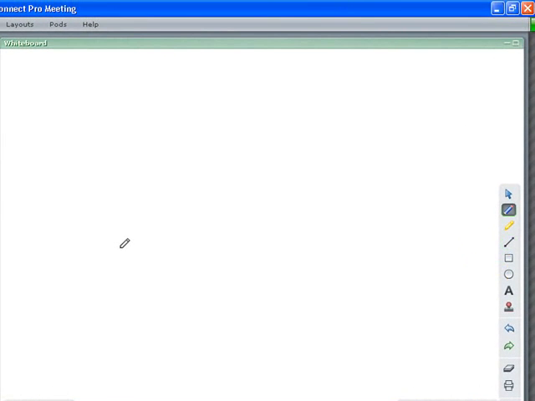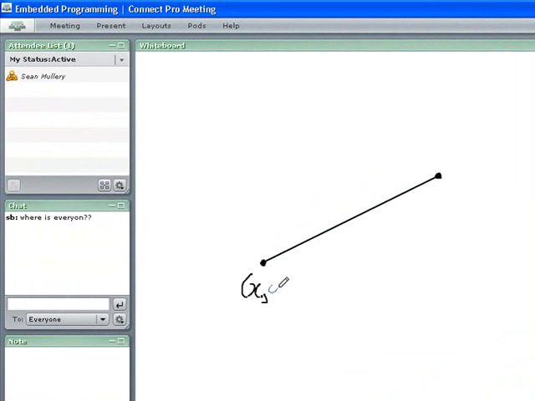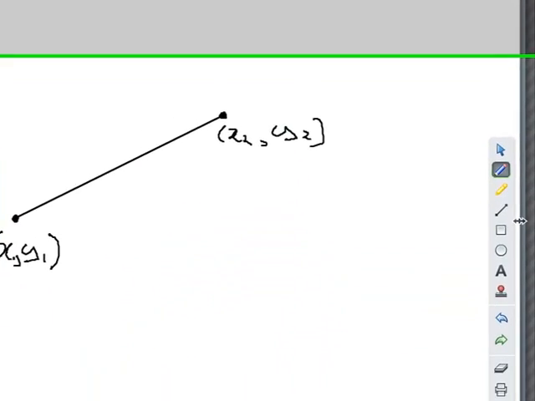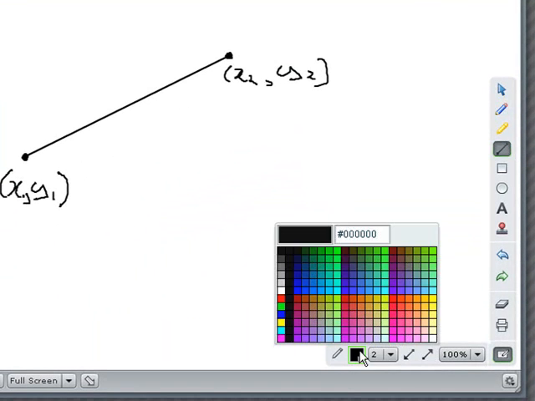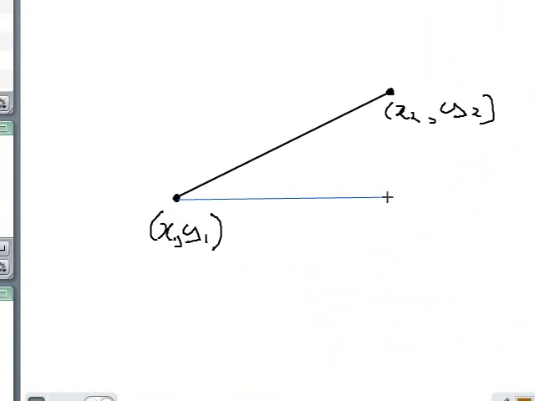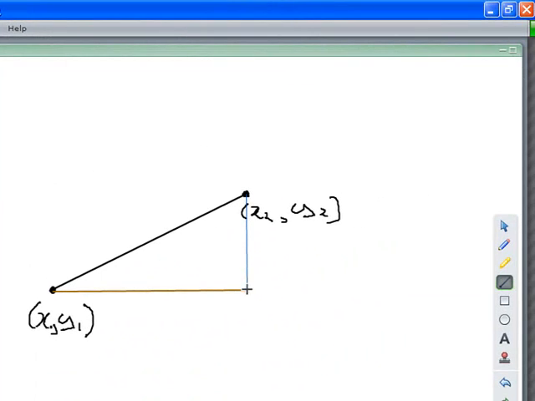We have 2 points, so we'll show a point here and a point here, and we have a line drawn between them, from there to there. Now these points are given with a coordinate x1, y1, and x2, y2. Now, in fact, we can use Pythagoras here, so make this into a triangle with a right angle in it.